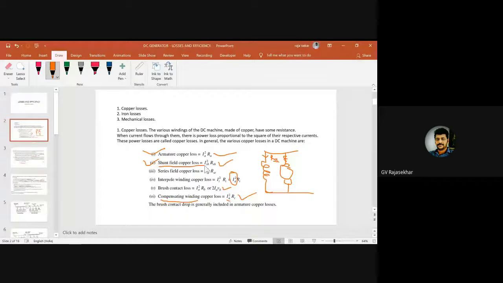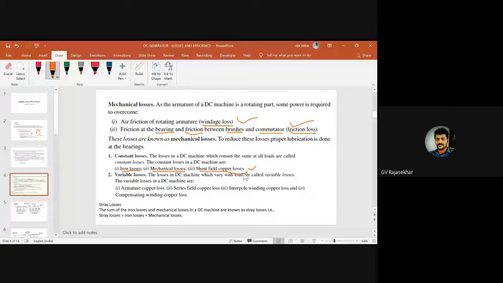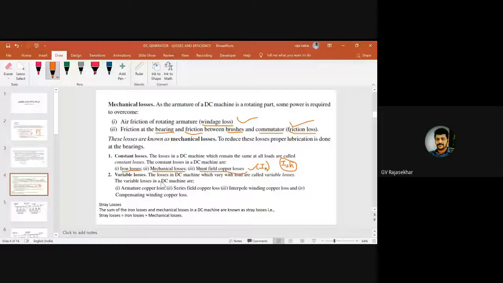Shunt field copper loss is a constant loss because IA is not involved in this loss. That's why it is constant loss. And ISH is constant. Since ISH is constant, shunt field copper loss is called a constant loss. So what are the variable losses?